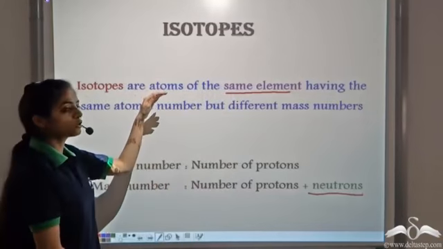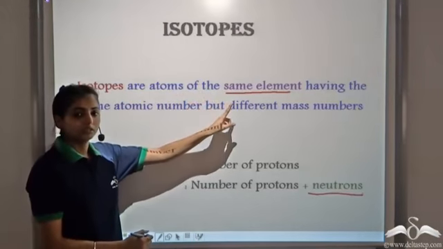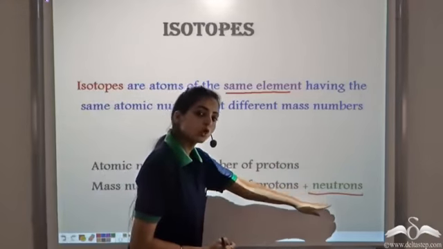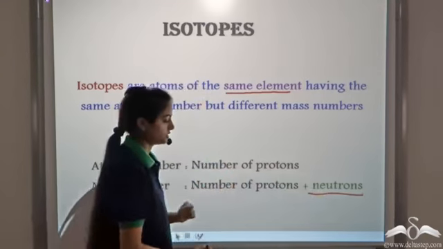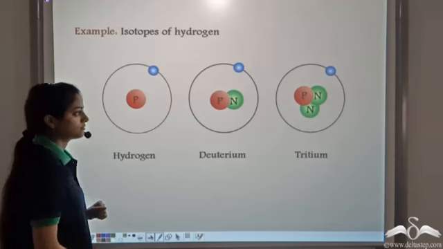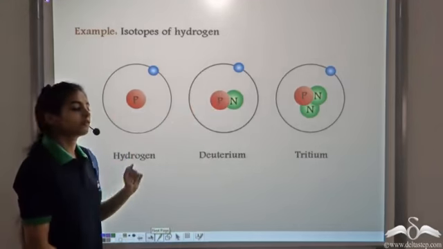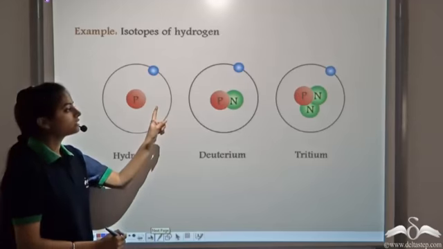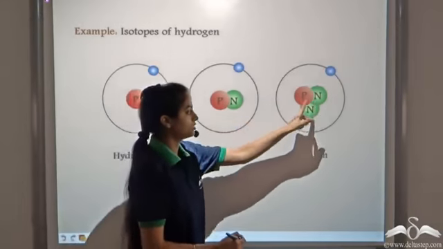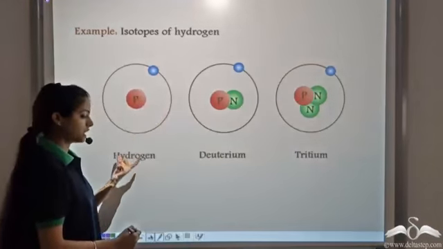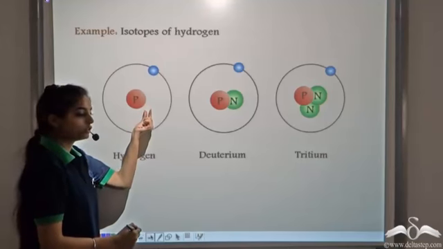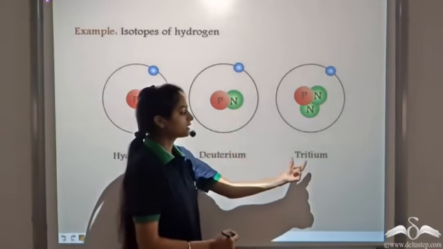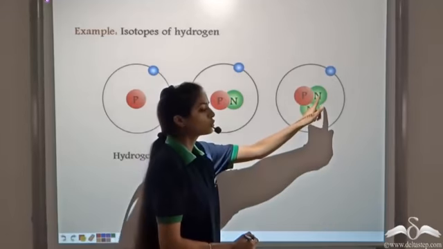So the isotopes are atoms of the same element. That is, the element does not change. Only the number of neutrons in that atom changes. These are the three isotopes of hydrogen. So we know that for isotope formation to take place, the number of neutrons changes. The first isotope, that is hydrogen itself, has no neutron. The second isotope, deuterium, has one neutron. And the third isotope, tritium, has two neutrons.